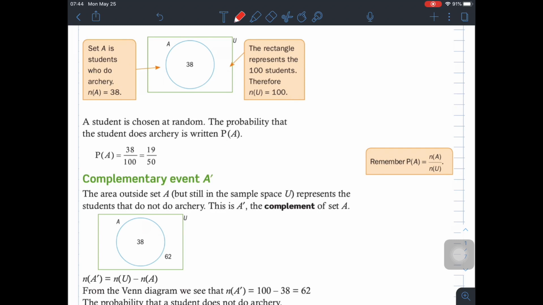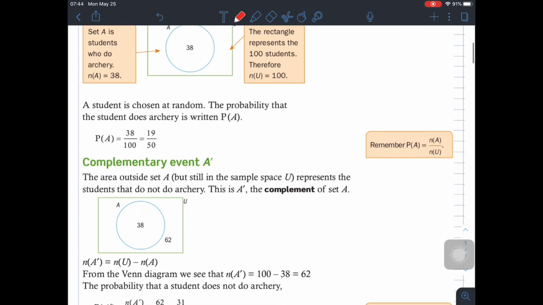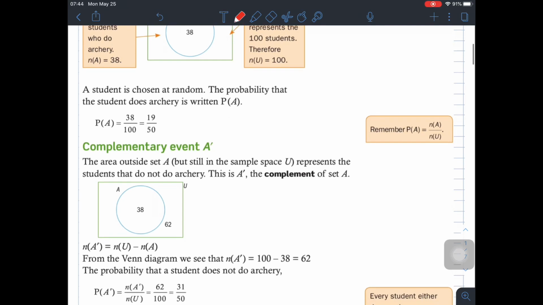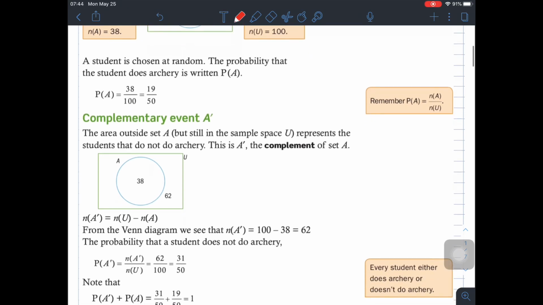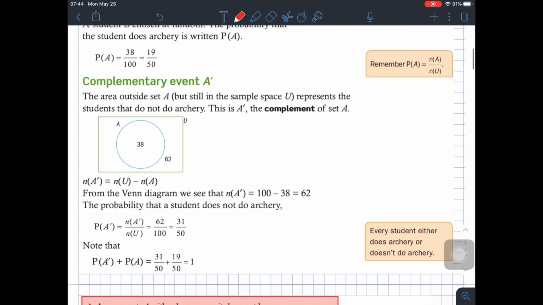And this is from last class. The probability of archery would be the number of students who do archery divided by the universe. That's 38 over 100, which if we simplify is 19 over 50. So this is what we've seen last class, how to determine the theoretical probability of an event.